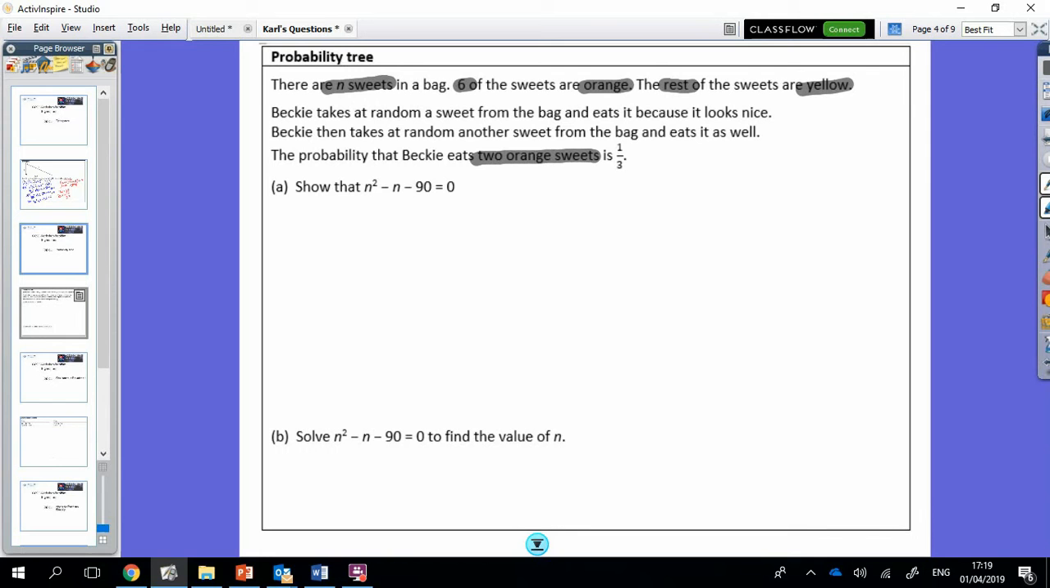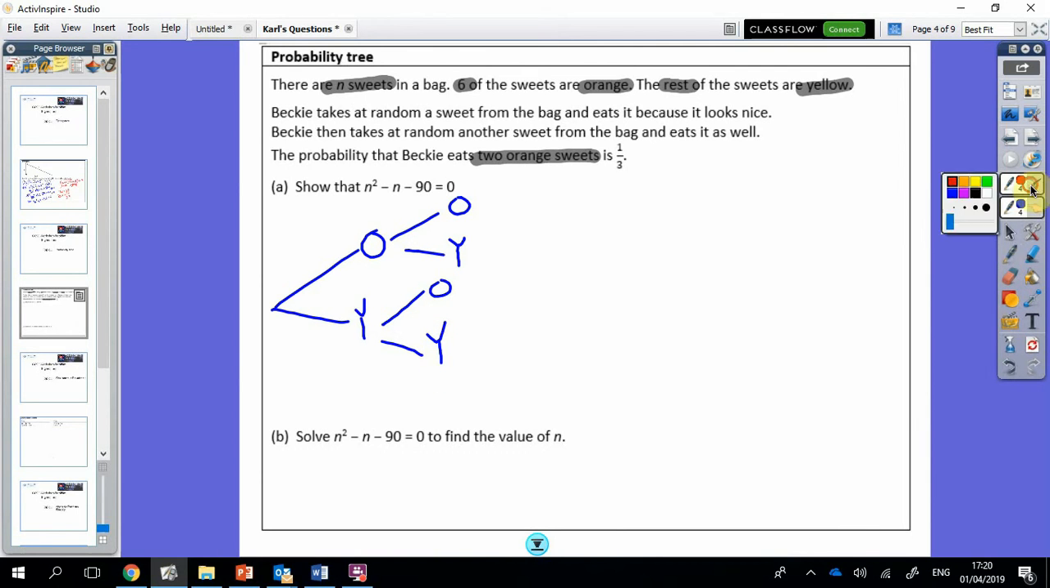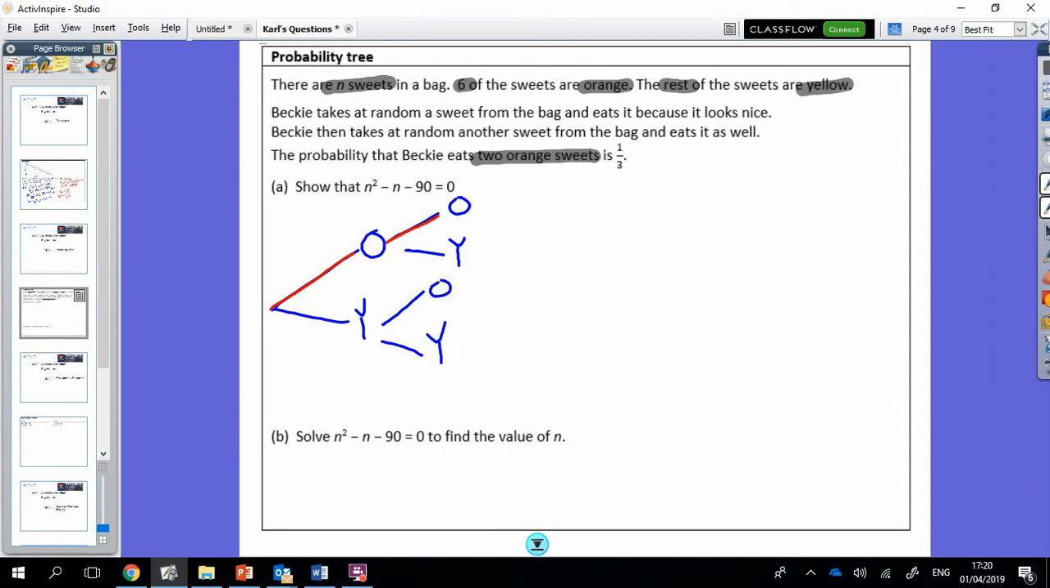All we need to consider in this question then is the probability that she eats 1 orange sweet and then the second sweet she eats is also orange. You may like, if you prefer, to write this information into a probability tree. So the first sweet is either orange or it is yellow, and the second sweet is then either orange or yellow, depending on what she picked on the first sweet. But just go back to what we said. We said that she only needs to pick 2 orange sweets. We therefore do not need to work out any other probabilities in this question.